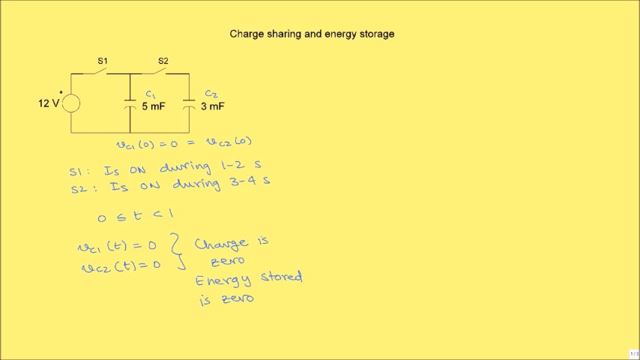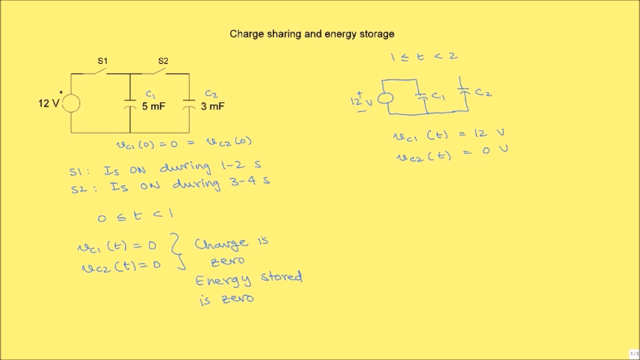Consider now what happens during the time interval from 1 second to 2 seconds. During this time interval, the voltage source is connected to the capacitor C1, and the circuit looks like the following. And capacitor C2 is once again not connected to anything in the circuit. Now, since the capacitor C1 is connected to the battery, it will get charged up to 12 volts and will remain at 12 volts for the entire time interval. So VC1 during this time interval will be 12 volts and VC2 will remain at 0 volts.